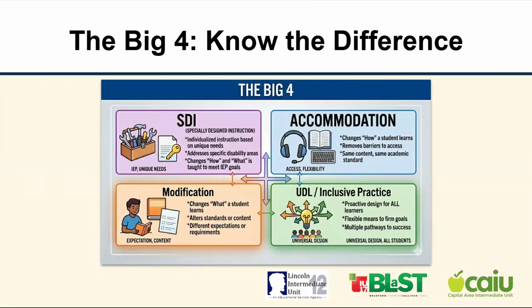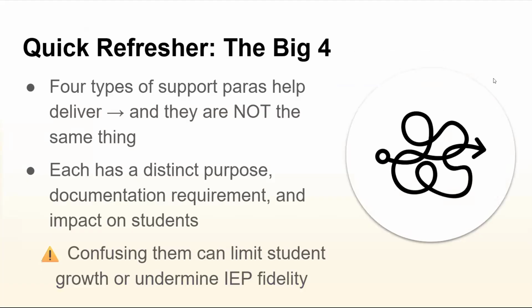All right, the big 4, making sure that we know the difference. We've got SDI, accommodation, modification, and UDL, or inclusive practice. So making sure we know the difference in depth. So quick refresher on those big 4. These are 4 types of support that paras can help deliver, and they are not the same thing. So that's super, super important. Each has a distinct purpose and documentation requirements potentially, and impact on our students. And confusing them can limit student growth and/or undermine IEP fidelity.